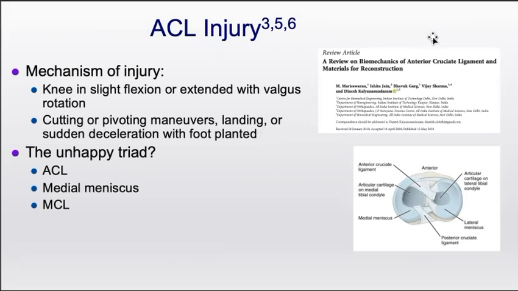What I want you to do is, if you have the time, look at this article. It's one of my favorite reviews on the biomechanics of the ACL. And it looks at what materials can be used for reconstruction. It also provides you with some ACL injury prevention protocol and it discusses typical surgical interventions.